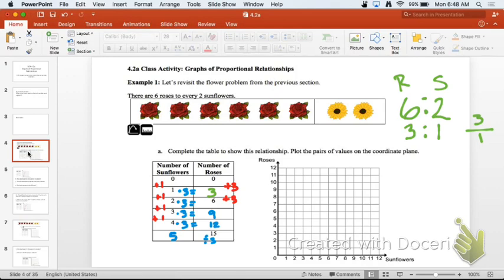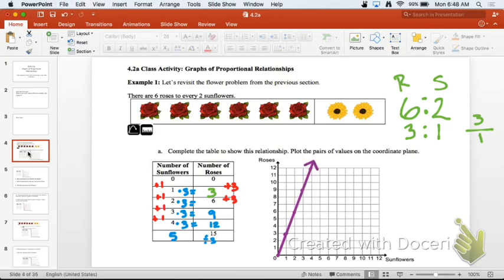Okay, now that I have all of my ordered pairs, I have to plot them. The first one is 0, 0. The next one is 1, 3, 2, 6, 3, 9, and 4, 12. And I can't go any further because my graph doesn't allow me to. This is where I get out the straight tool that we are using in class to graph these more appropriately.